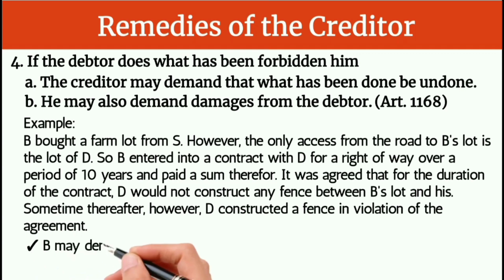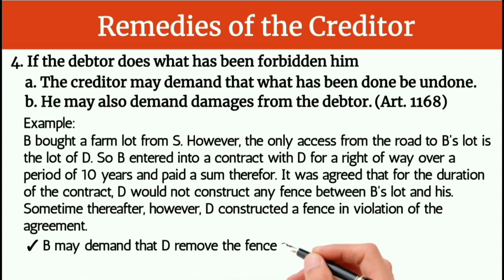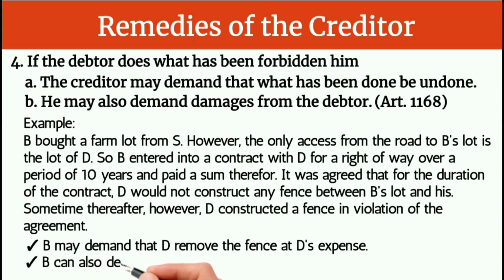So, anong gagawin ni B? B may demand that D remove the fence at D's expense. So, tatanggalin yung bakod na ginawa ni D because that is a violation of the agreement between B and D. Of course, gastos na naman ni D yung pag-remove ng bakod. Aside from that, B can also demand for damages from D.